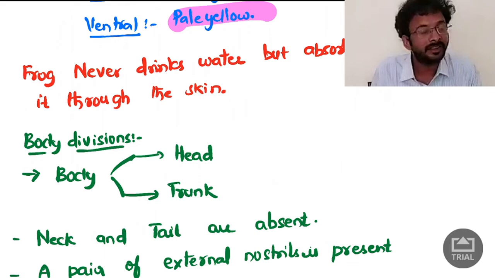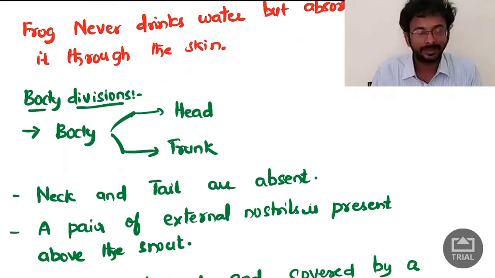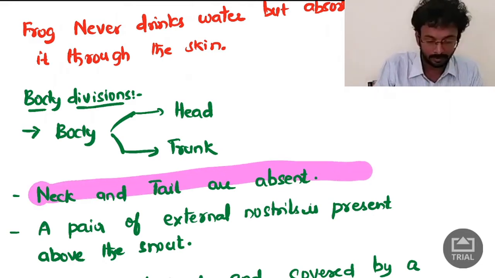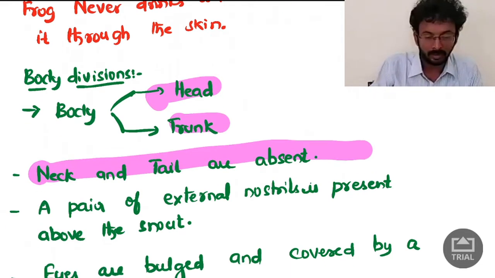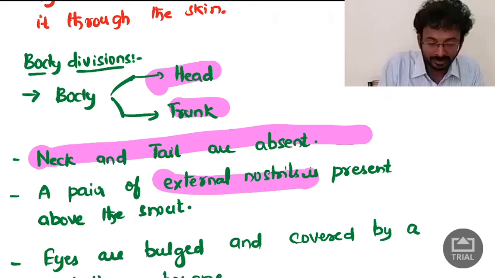Frog never drinks water. It absorbs water through moist skin. The body of the frog is divided into two parts, head and trunk. Neck and tail are absent. Above the snout, a pair of external nostrils are present.